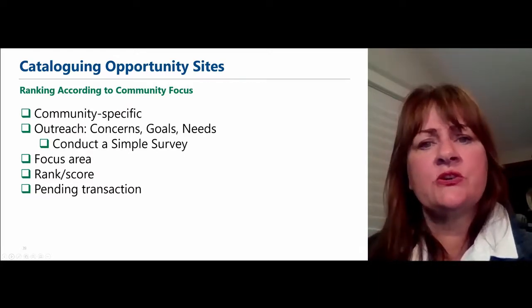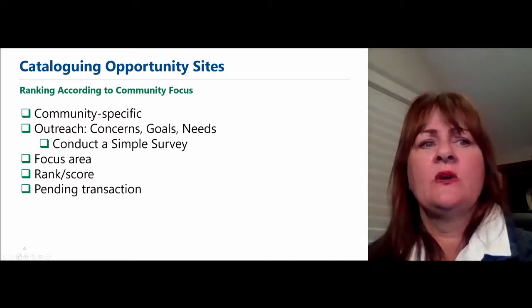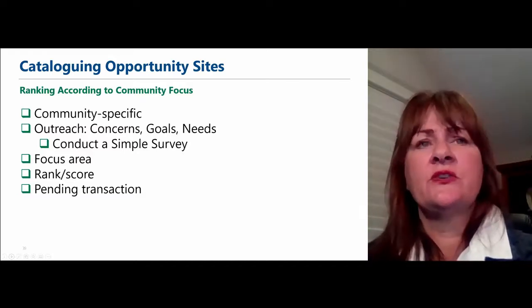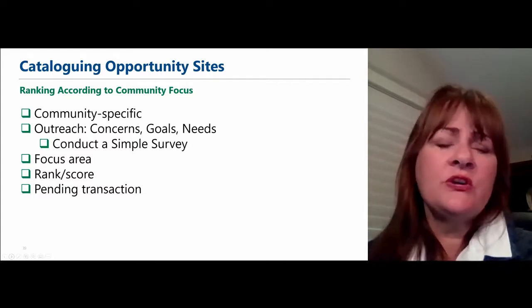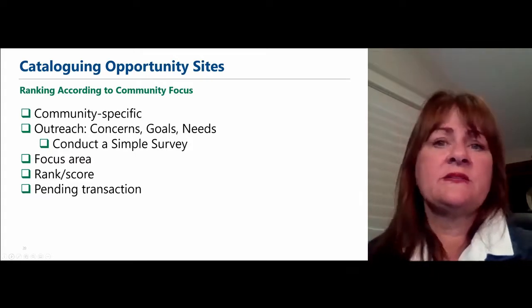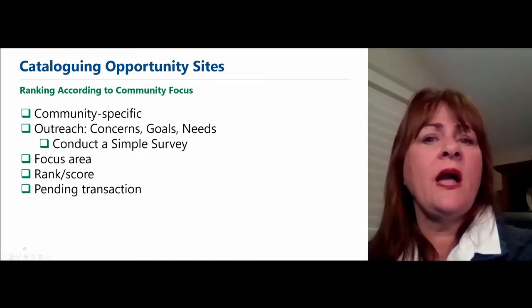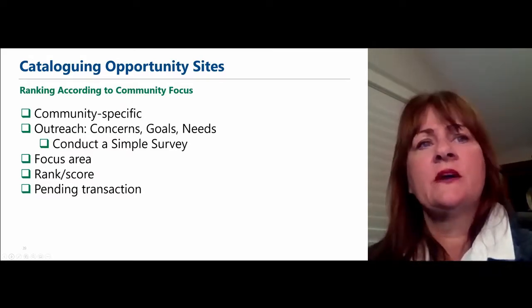What does your community see as potentially blighted properties or potentially contaminated properties? What are the concerns of your community members? You can conduct a simple survey, or you can just do a focus area. It can be just the area where you have the greatest development, or it could be far and wide, your entire tribal lands.